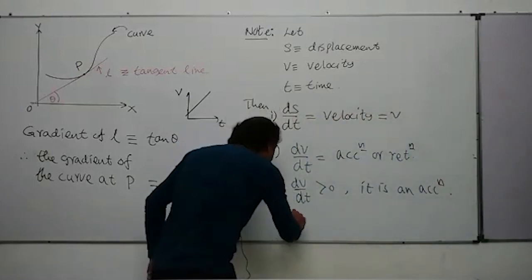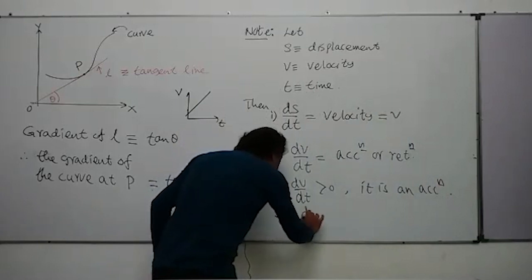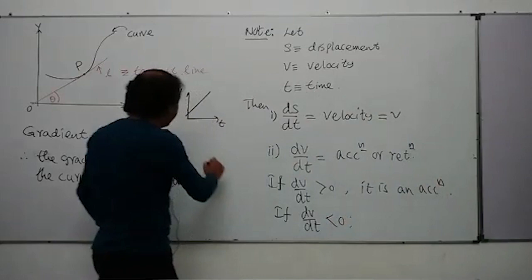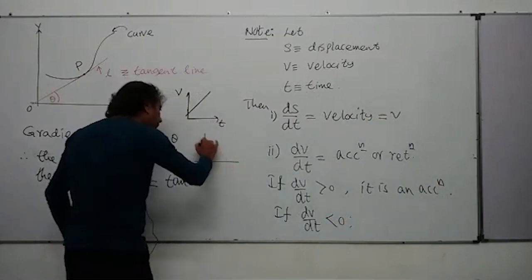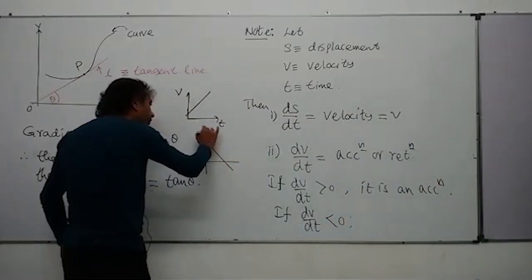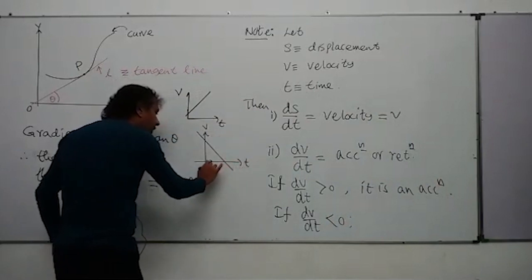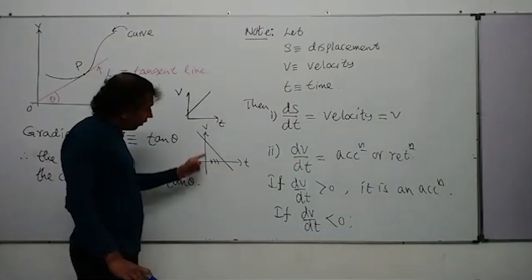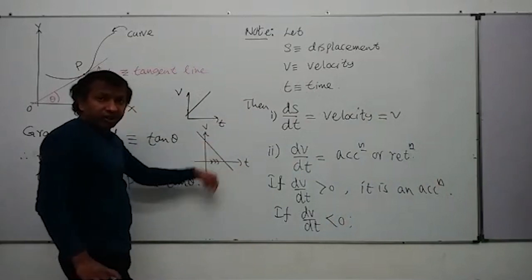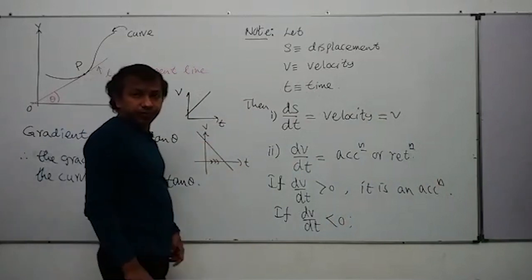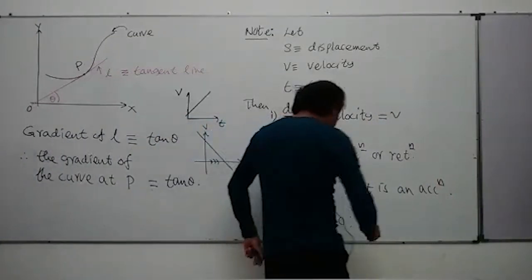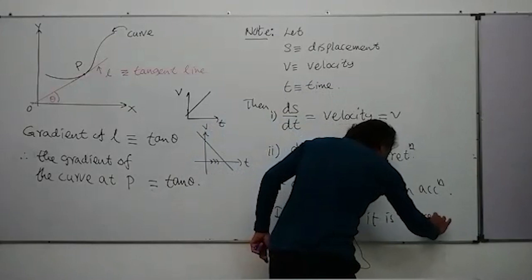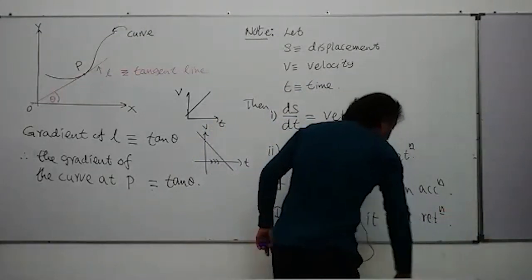If dv by dt, people, is negative, dv by dt means gradient, gradient negative means this, then this is v, this is t. You can see when we move in the increasing direction of time, velocity decreases. That is the retardation. So therefore dv by dt negative, it is a retardation.